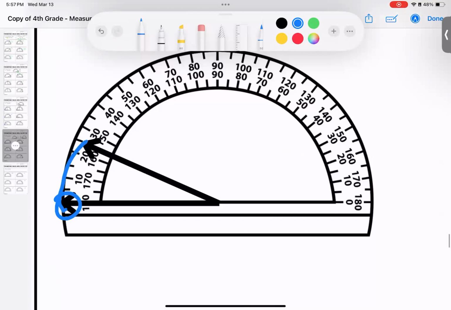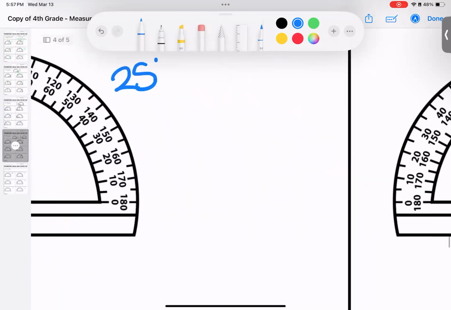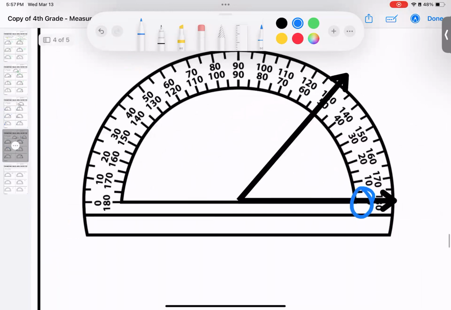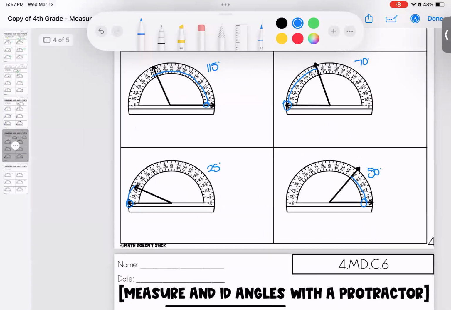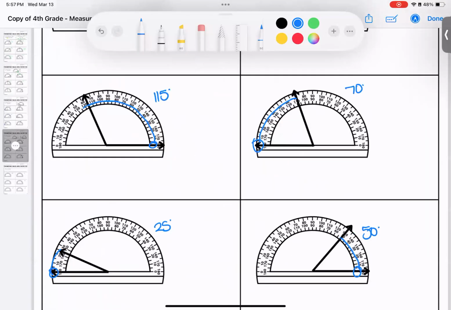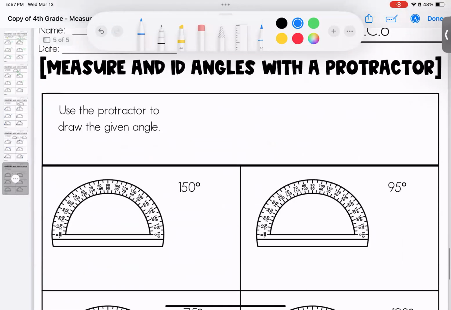Outside numbers to 25 degrees, just like with time. It's not to 20, it's past 20, not yet to 30, it's 25. Inside numbers to 50 degrees. If you have questions on this page, go ahead and bring them with you to class. Last page, we had to draw the angle.